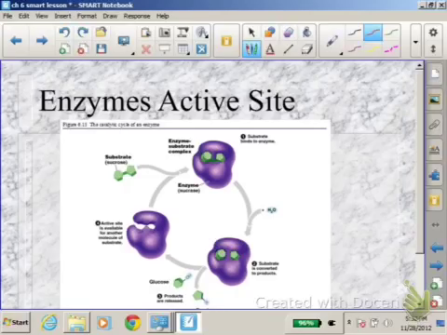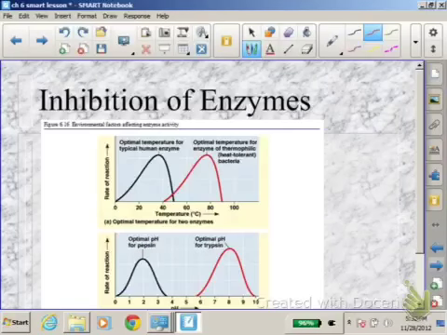Okay, so let's look at number 20. What are the three main factors that affect enzyme activity? Okay, so as I'm reading this, I'm thinking about the lab that we did the other day with the toothpicks.